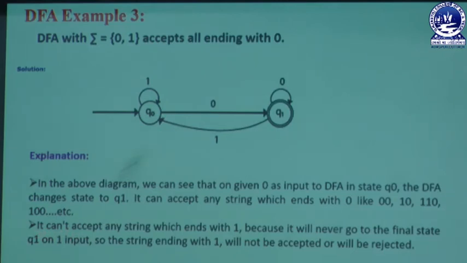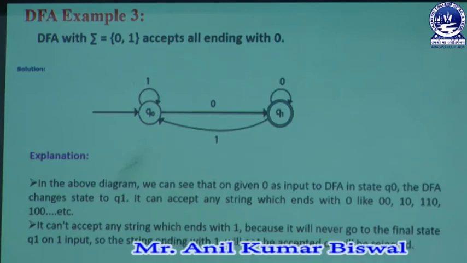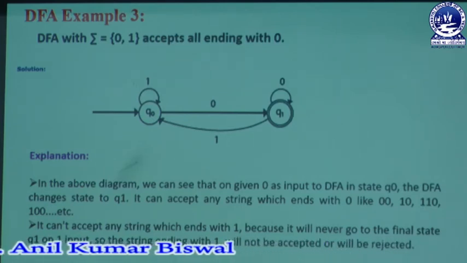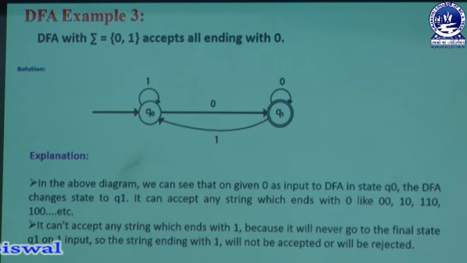Here it can't accept any string which ends with 1, because it will never go to the final state, which is Q1, on input 1. So a string ending with 1 will not be accepted, it will be rejected, we know that. That means whenever the user gives a value, it will be accepted or rejected according to the requirements.